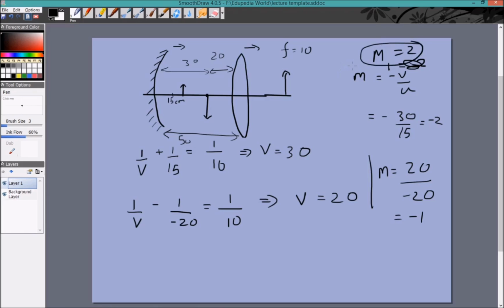Right. Now let's try to calculate m2. So let's see what the differences will be in m2. In this case, there will be no difference for this image of this object in the mirror, because it doesn't really matter what medium you're doing it in, because the focal length of the mirror is determined by the geometry of the mirror. It does not have anything to do with the refractive index.